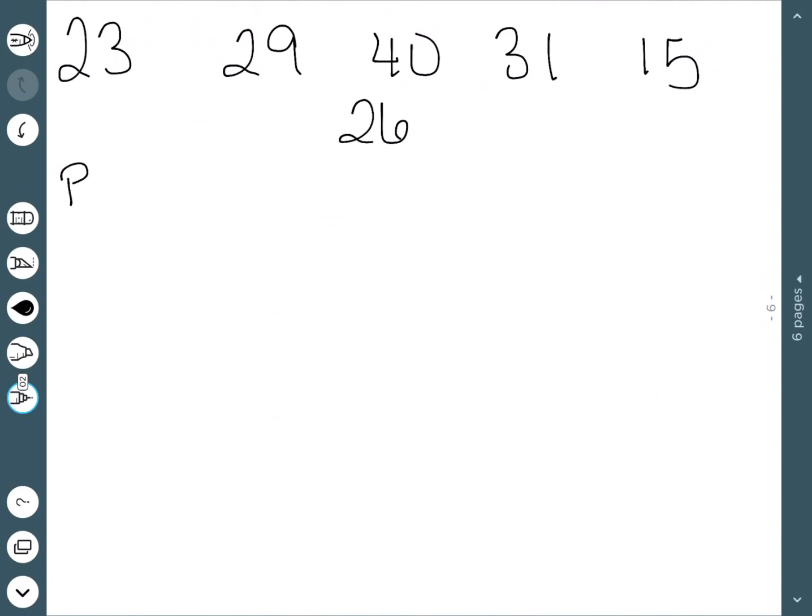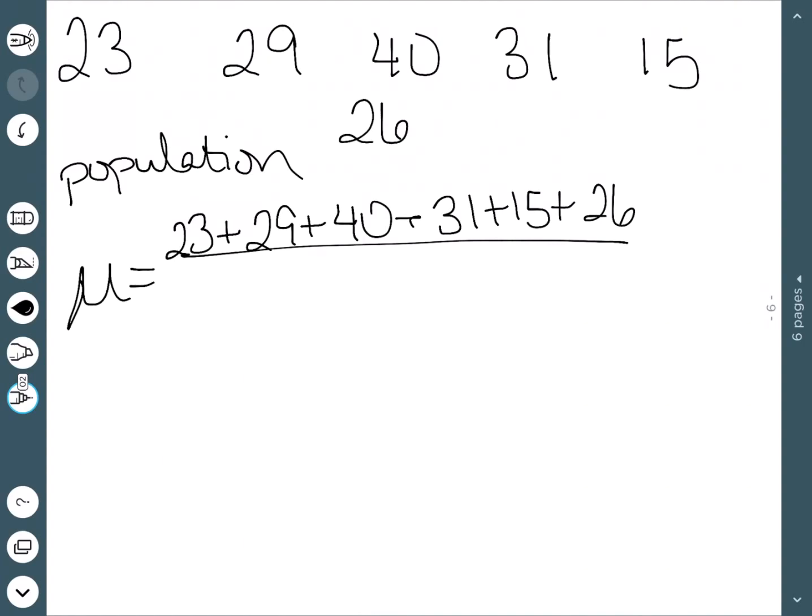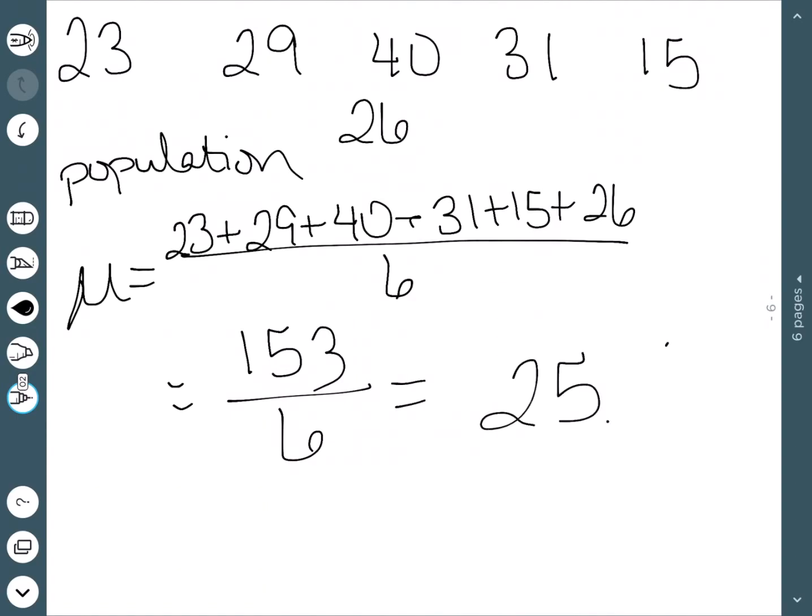Let's do one more, and this time let's assume this is data for an entire population. We now need to use mu since we're dealing with a population rather than a sample, but we calculate it the same way. We're going to add up all of these data points and divide by the number of data points, which if we count them up, we can see that we have 6 data points. When we add all of these numbers up, we get 153 over 6, and then dividing gives us 25.5 as our average, as our mean.